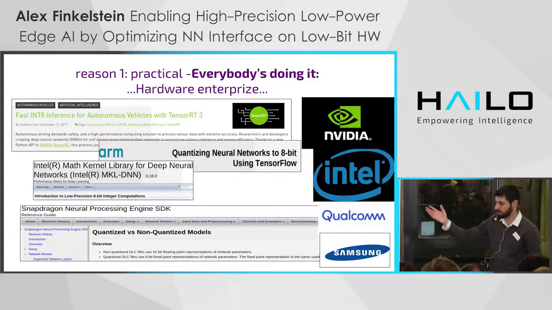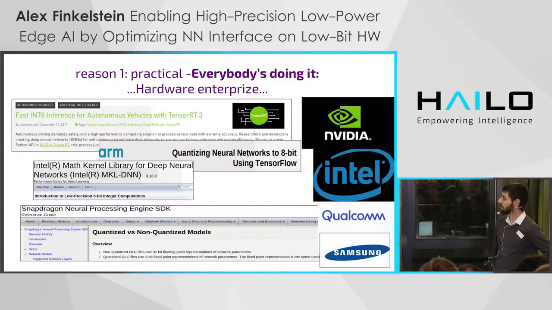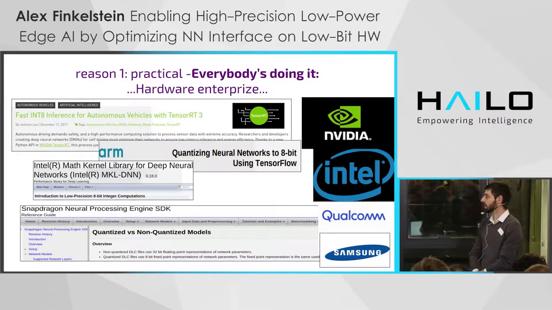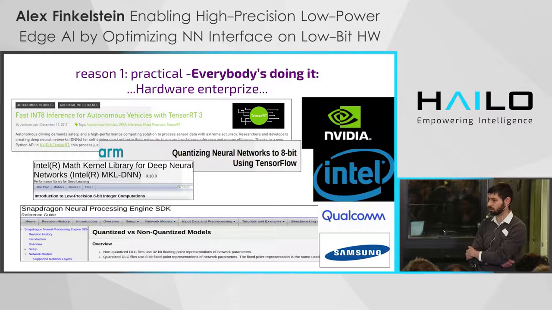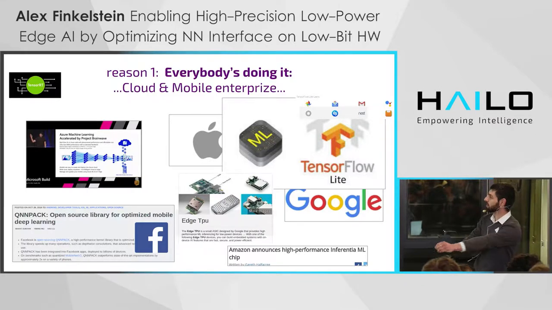So why should you care? The first reason is practical. Everybody is doing it, right? Every big vendor has some offering, or is working on an offering, in terms of both hardware for inference of deep networks and software to quantize and prepare the nets. Of course, most of these support a few data types, but integer 8-bit is always one of them because it's kind of the standard. And the big four, Google and Apple and Microsoft and even Facebook, are also doing it.